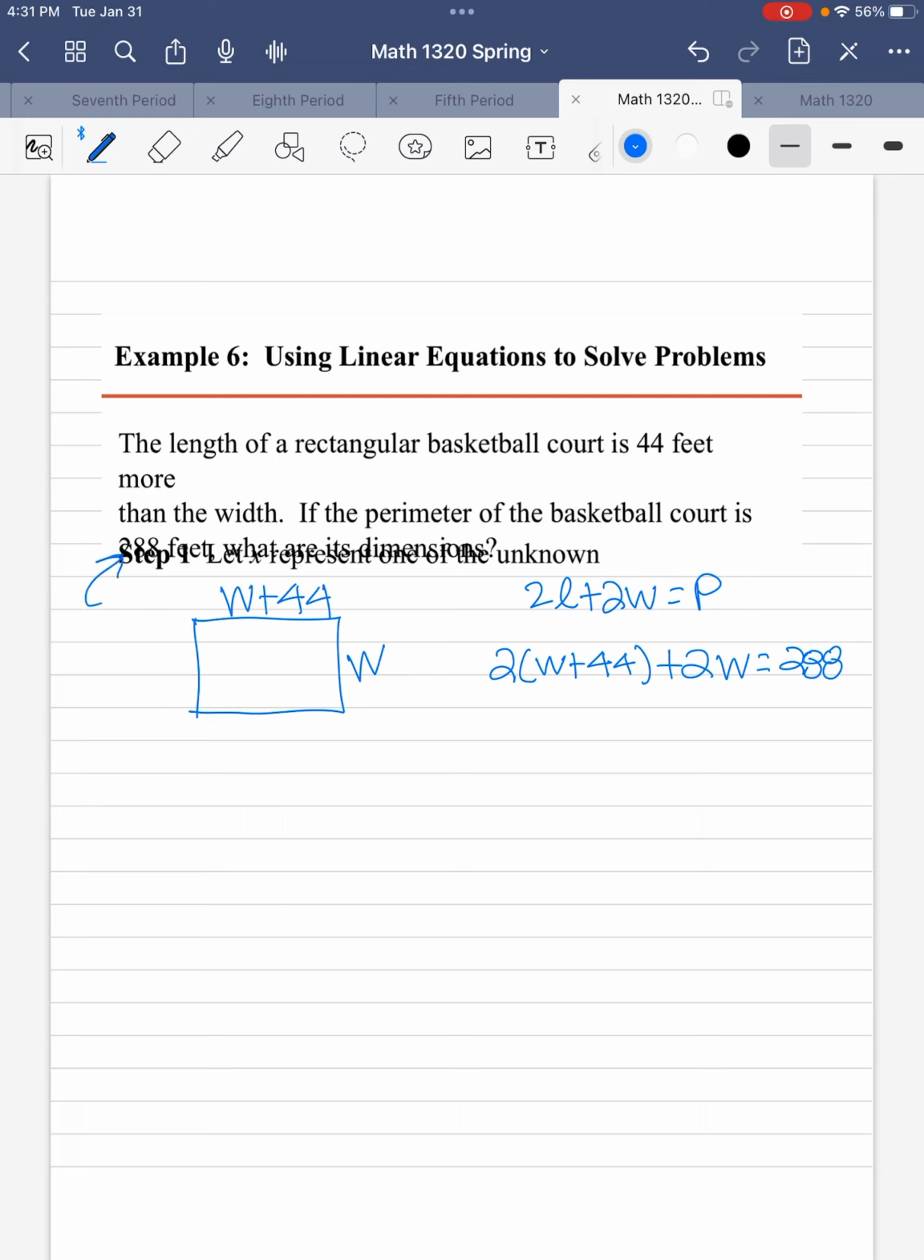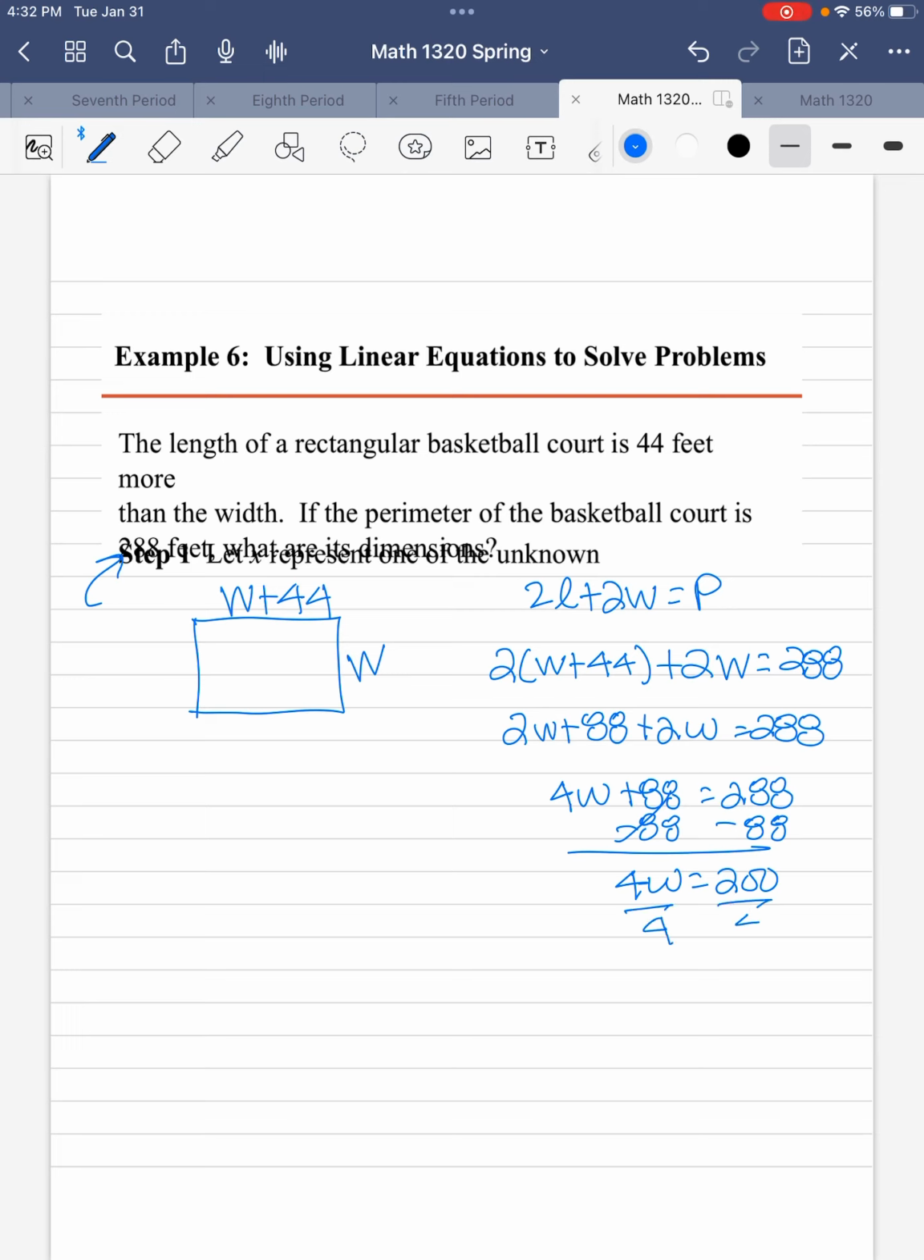And then we just solve it. I'm going to multiply that 2 in, and I get 2W plus 88 plus 2W equals 288. 2W plus 2W is 4W plus 88 equals 288. Subtract 88 from both sides. We get 4W equals 200. Divide by 4. W is 50.